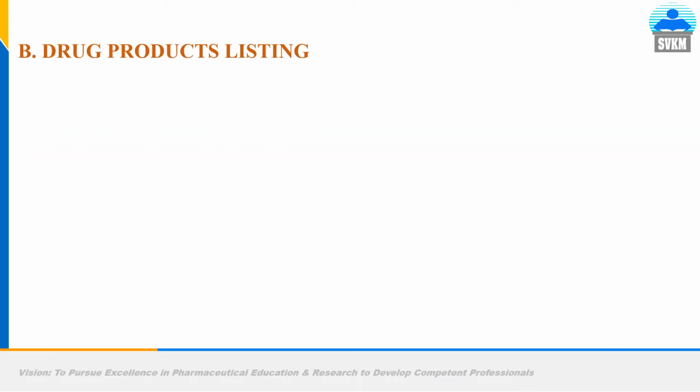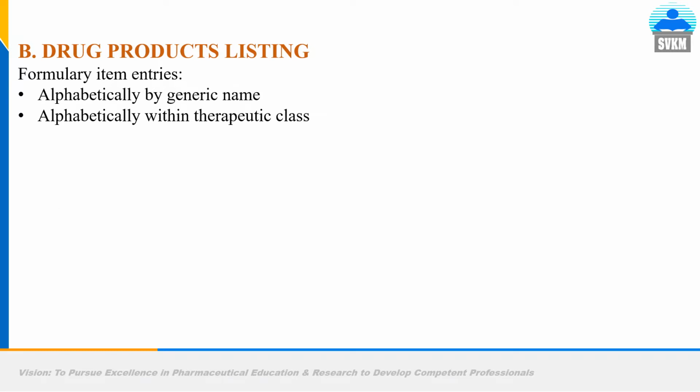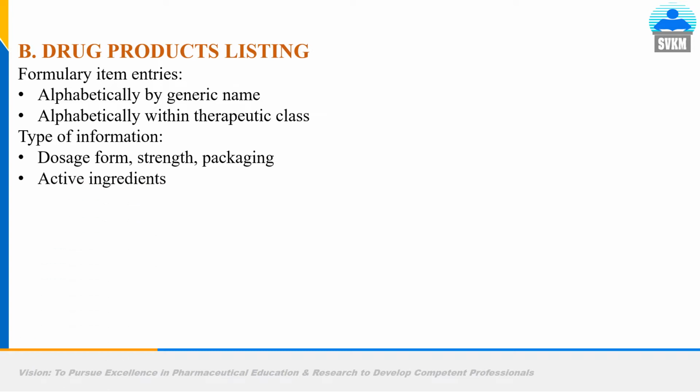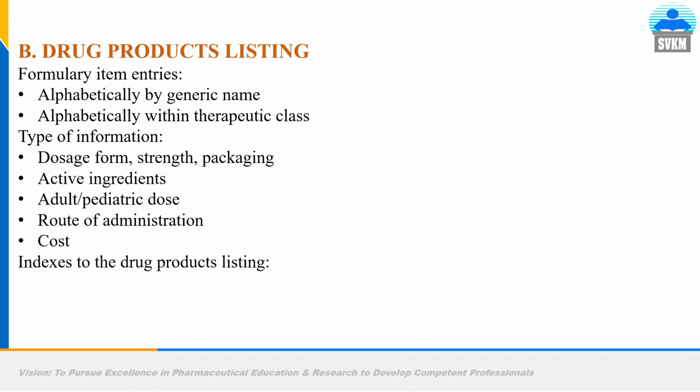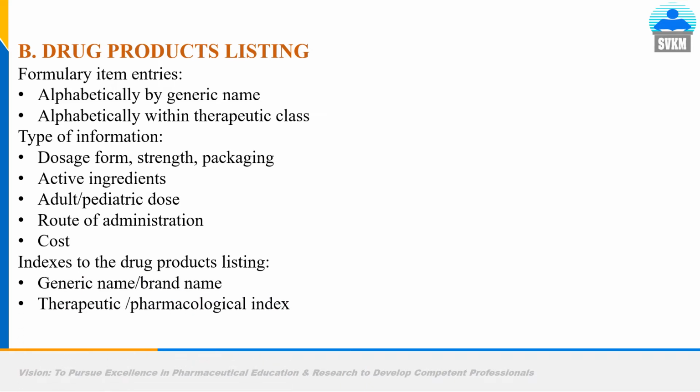The second part is the drug product listing, in which the formulary item entries are made alphabetically by generic name, and alphabetically within the therapeutic class. The type of information mainly includes dosage form, strength, packaging, active ingredient present, adult and pediatric doses, route of administration, cost, and indexes to the drug product listing: generic and brand name, therapeutic and pharmacological index.